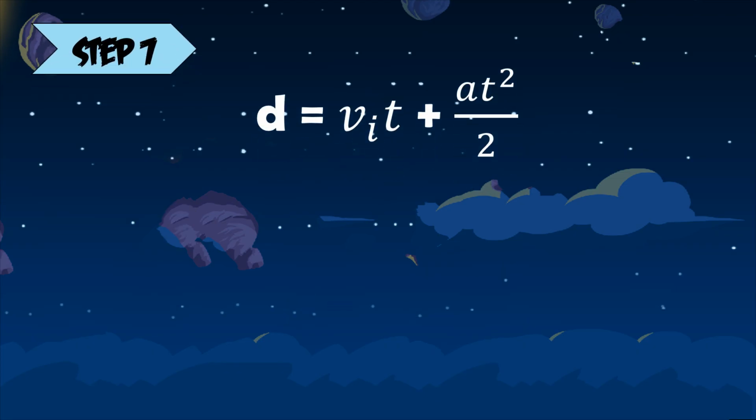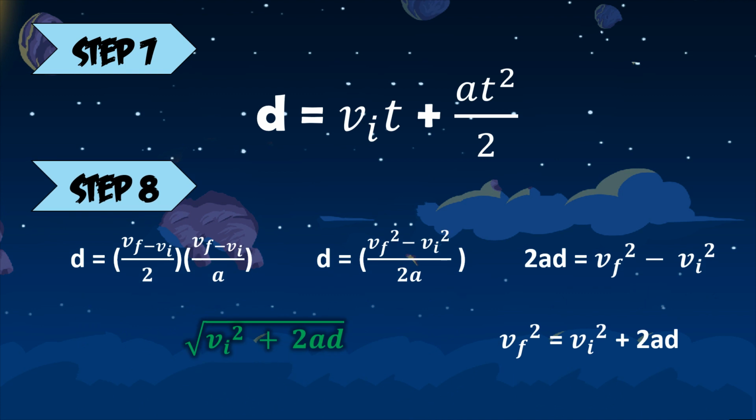Simplifying it further will give us displacement is equal to initial velocity times time plus acceleration times time squared all over 2. This equation tells us that the displacement of a body is directly proportional with the square of time, meaning if time increases in equal interval, displacement increases quadratically.